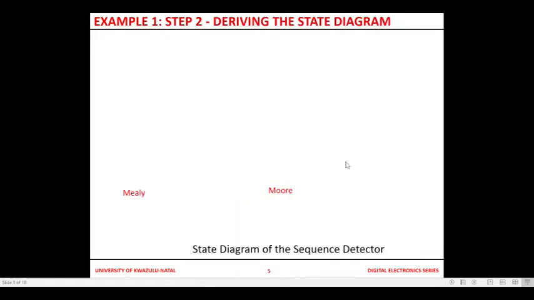So the most important thing is deriving the state diagram. We should start by understanding what the state means. What will you keep in memory this time? Ask that question in class. What do you keep in memory? You should keep in memory the number of ones that have arrived.